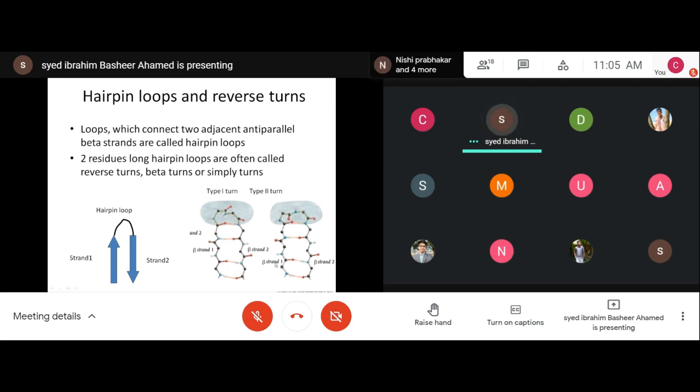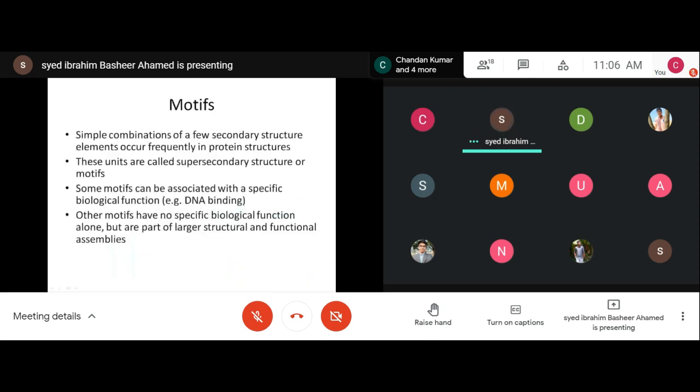There is another, a type 1 and type 2 turn. The type 2 turn is called a beta turn, where the first and fourth residues will have hydrogen bonding. The type 1 turn also has first and fourth residue hydrogen bonding, but the arrangement, as you can see, is different. Mostly this reverse turn will help to reverse the direction of the polypeptide.